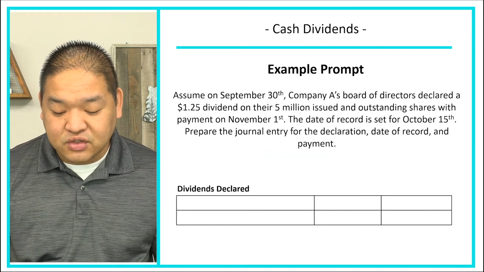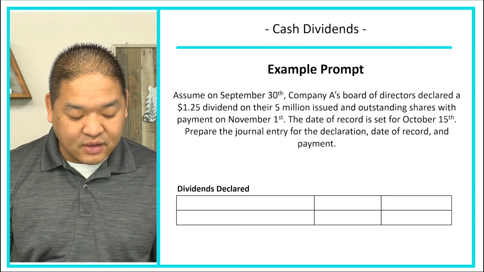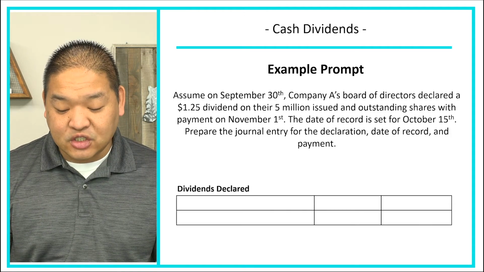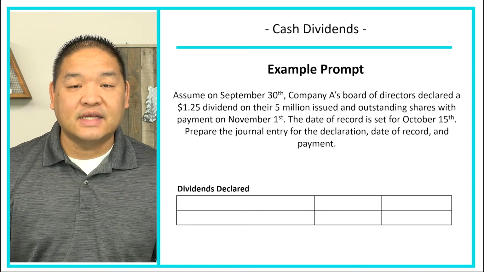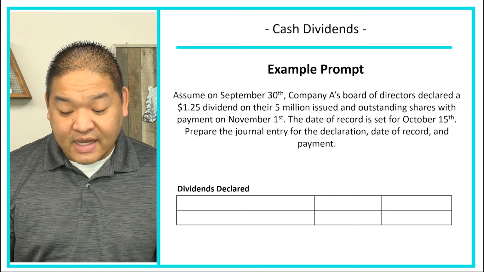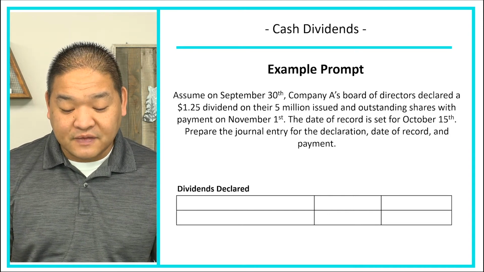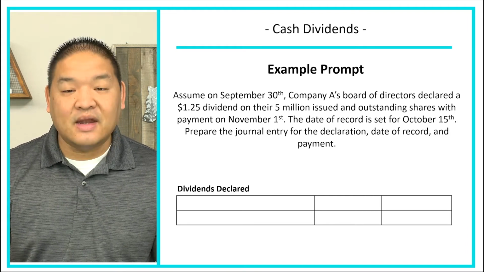So assume on September 30th, Company A's board of directors declare a $1.25 dividend on their 5 million issued and outstanding shares with payment on November 1st. So notice it says issued and outstanding. So we've got 5 million shares that we're going to have to pay a dividend to. The date of record is set for October 15th. Prepare the journal entry for the declaration, the date of record, and the payment.